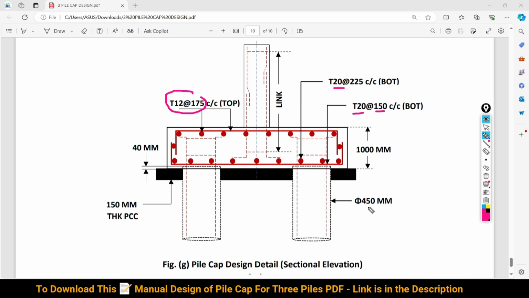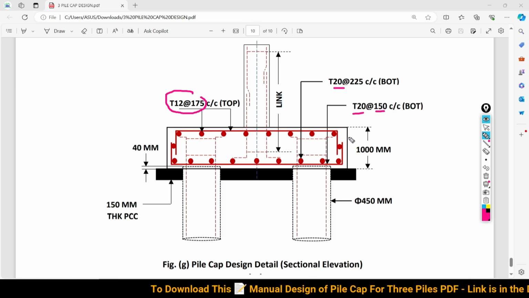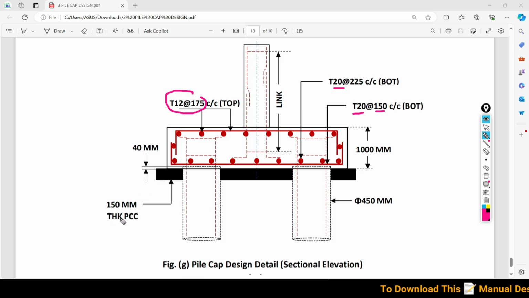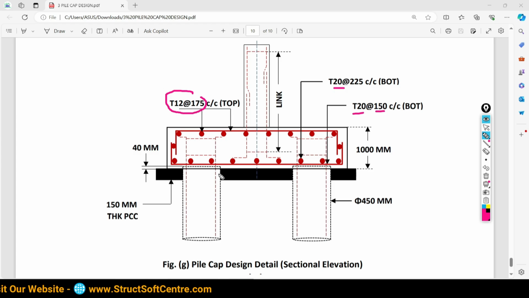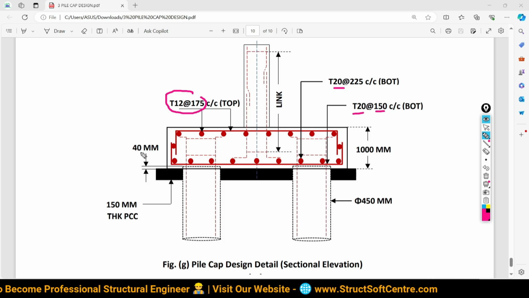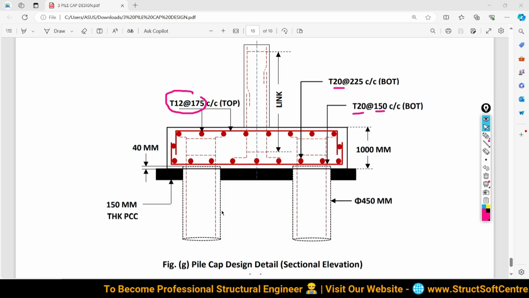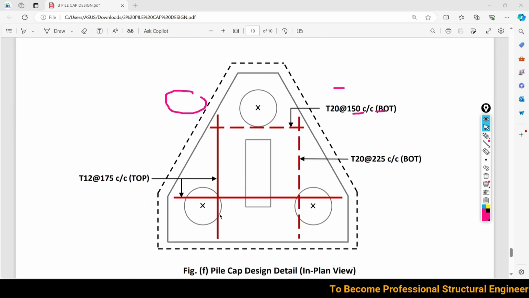The diameter of each pile is 450 mm and overall depth of the pile cap is 1000 mm, and the thickness of the PCC plain cement concrete we have taken as 150 mm, and over that we have to provide our pile cap finally, and your pile needs to be inserted inside of the pile cap by a distance of 40 mm. So this is the complete details of the reinforcement in sectional elevation as well as in plan view. So in this way we have completed the design of the pile cap for 3 piles.